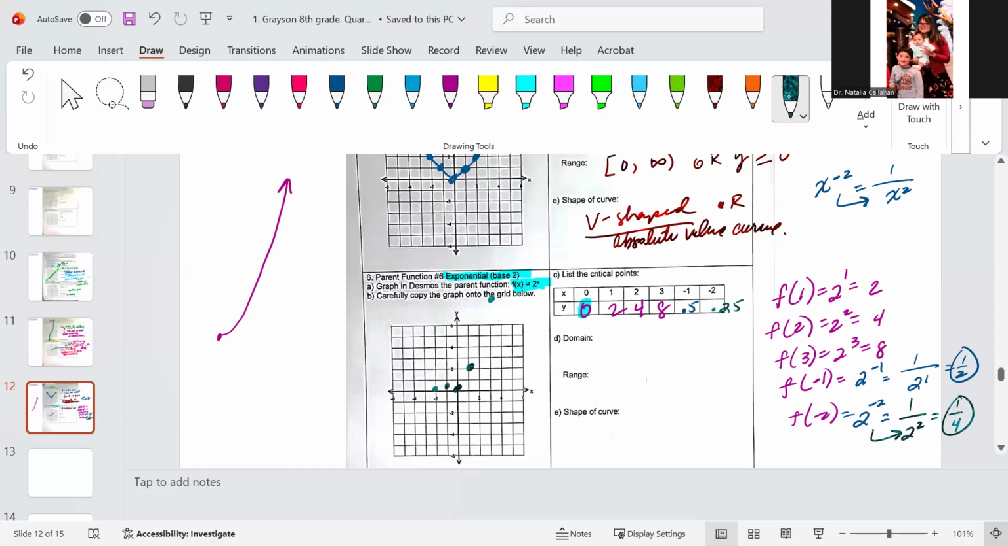Oh, hold on a second. I messed this up. Hold on. What's f of 0? F of 0.